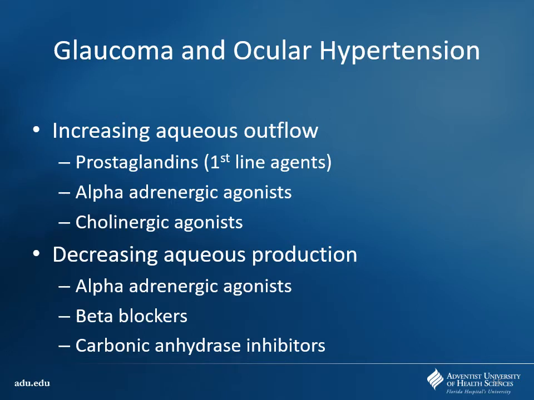So just a list you can refer back to as far as increasing aqueous outflow. The prostaglandins are going to be our first line choice from this standpoint. We're also going to see there's alpha adrenergic agonists, and there's going to be some cholinergic agonists here. And then for decreasing aqueous production, we're going to see that our alpha adrenergic agonists pop up here as well. So you may think, oh, that's already doing dual mechanisms. That might be the best one to go with. We'll find it's not. We'll have beta blockers, which are going to be very prominent when talking about cardiology a little bit later on. And then finally, the carbonic anhydrase inhibitors.